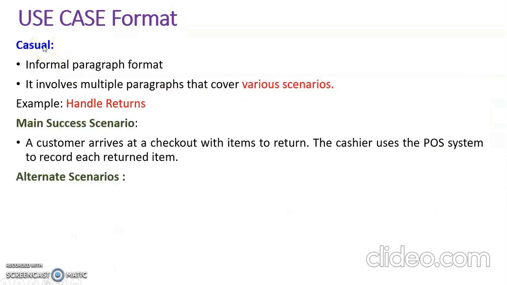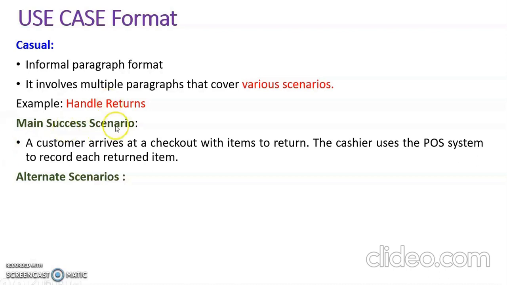Now let us look into the second format, casual. It can contain both successful scenario as well as failure scenario. Here I have given an example of handle return, that is the second use case of the Next Gen POS system. Handle return is nothing but if you have purchased some item in the shopping store and you are not satisfied with the product, you will return the product to the shop, right? So the system should be able to handle the returned items also.